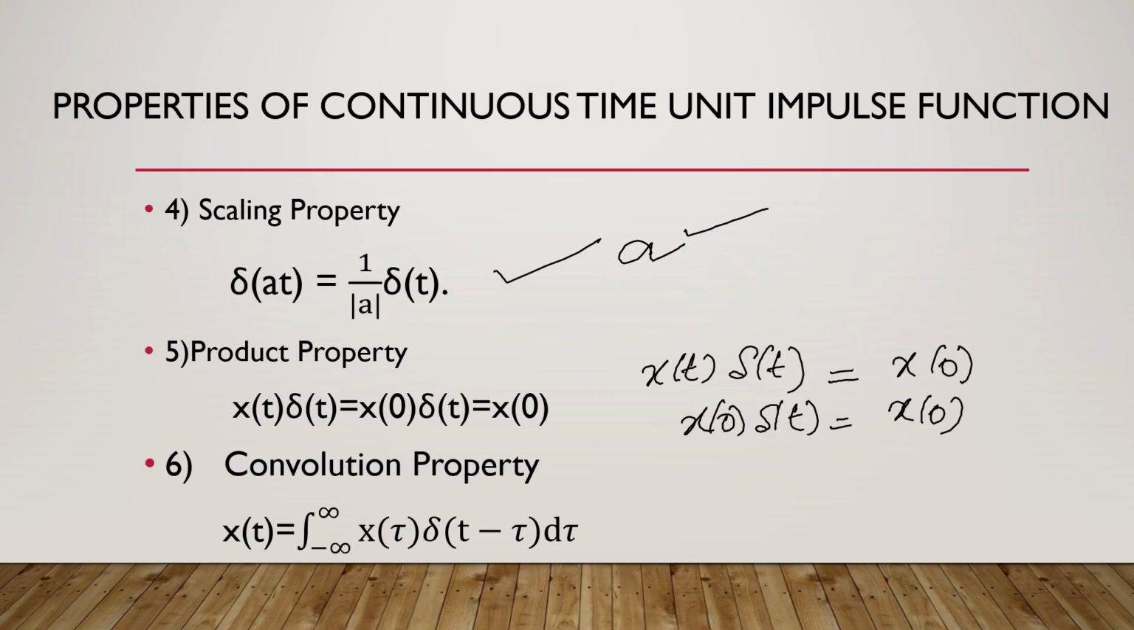Now, the convolution property. This is the normal convolution integral formula: x of t is equal to the integral from minus infinity to infinity of x of tau delta of t minus tau d tau. Normally, this is used as the convolution property. Now we are going to see all those properties in discrete time also.